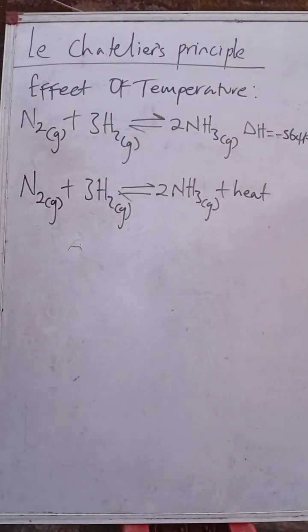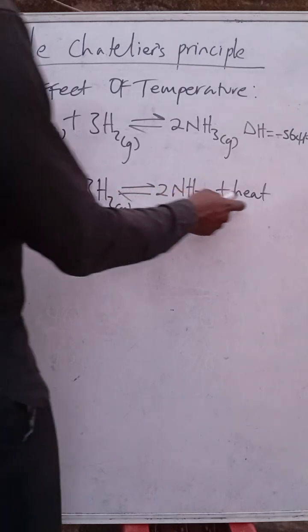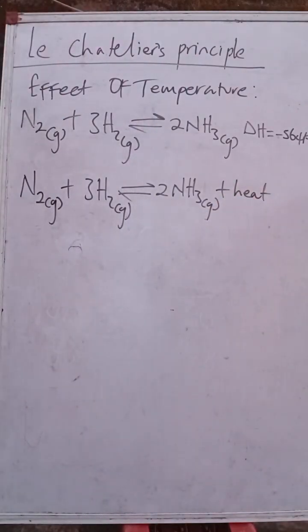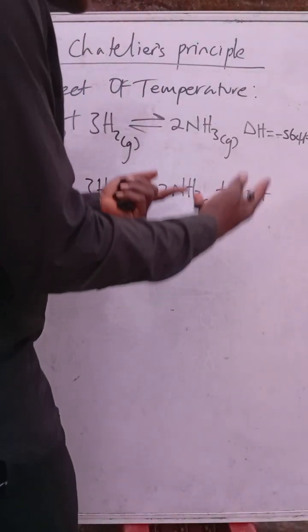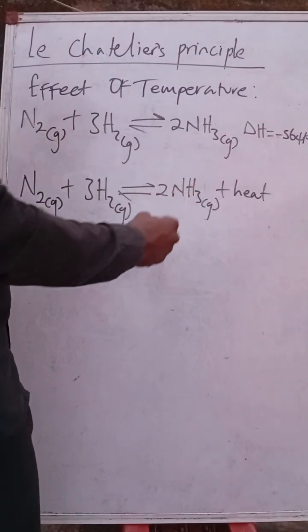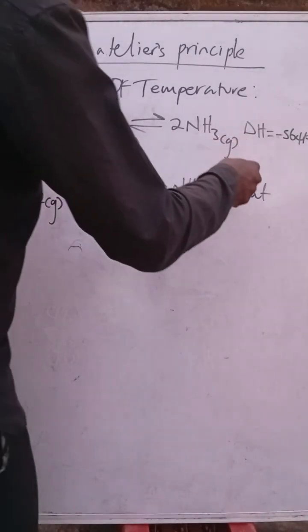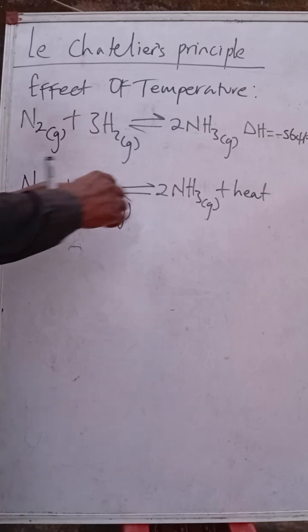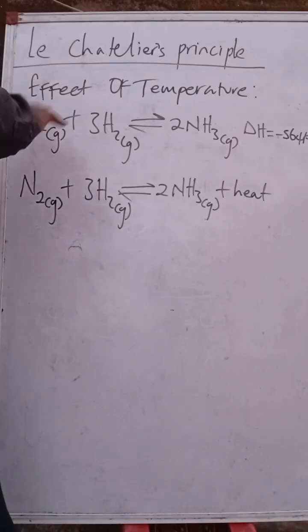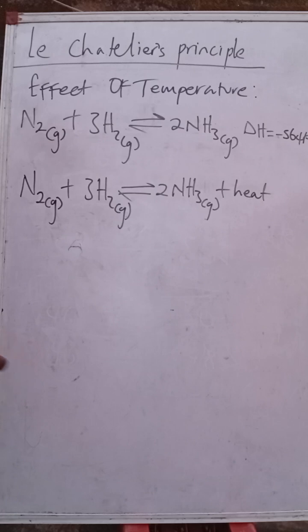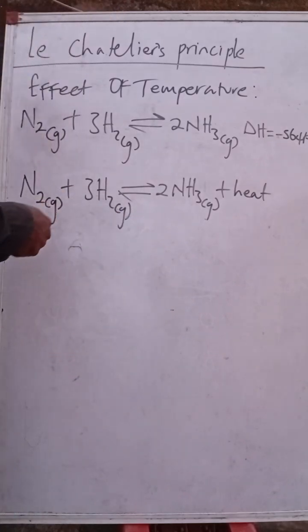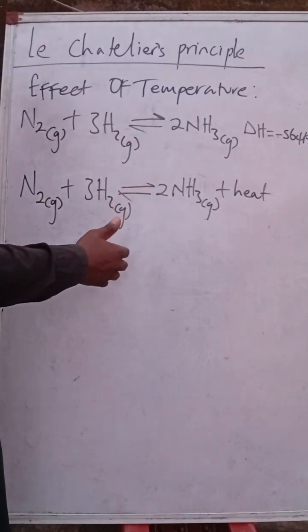So how does that affect it, or how is that a hack? Now, heat is treated like a product. If I increase temperature, it means I have increased heat, so I have added more product. If I add more product, we have more product than reactant. So in order to come back to equilibrium, it will be shifted to the left, favoring the production of more reactant. Increasing the concentration of products shifts equilibrium to the left, favoring more reactant formation.